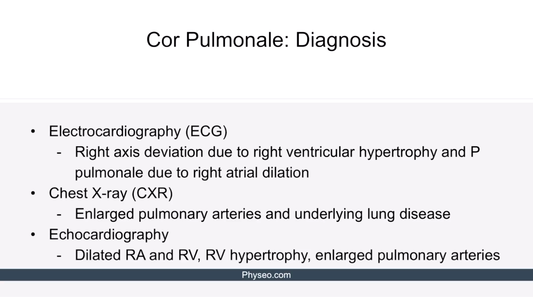Diagnostic findings of cor pulmonale are almost identical to those of pulmonary hypertension. Electrocardiography of the patient with cor pulmonale will also show right axis deviation due to right ventricular hypertrophy and P pulmonale due to right atrial dilation. Chest X-ray will reveal enlarged pulmonary arteries and findings of any underlying lung disease that led to the cor pulmonale. Echocardiography will show a dilated right atrium and ventricle, right ventricular hypertrophy, and enlarged pulmonary arteries.